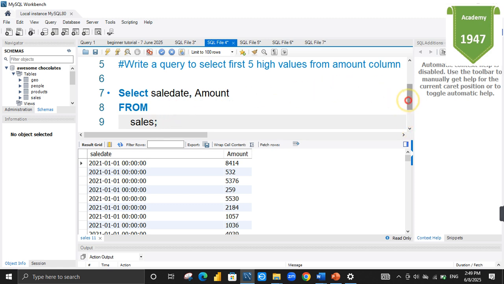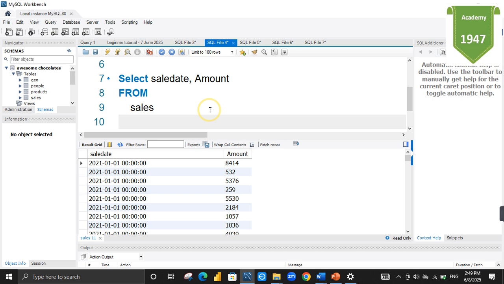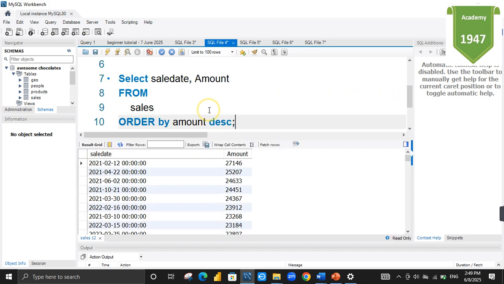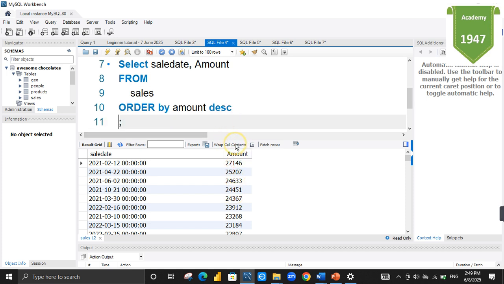First of all, we have to determine the highest value. So to get the highest value, we would use order by with amount in descending order, and we can see here that the amount has been sorted. Now the operation of the limit comes in. The query we have already run has given us data from the highest amount value to the lowest value.